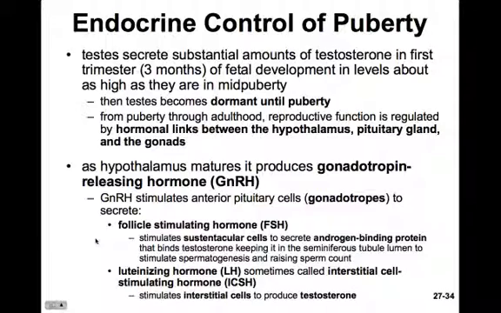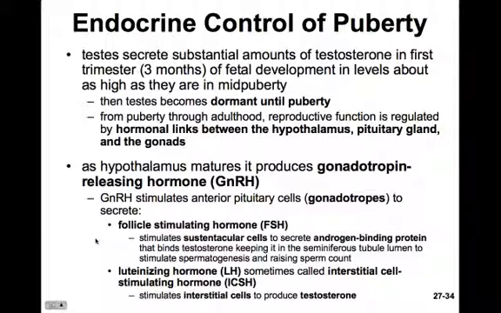So the whole event of puberty is controlled by the endocrine system. The testes have two major bursts of testosterone secretion. First of all, one during fetal development, which is where we see the sexual differentiation that we covered earlier. And then the testes become dormant, with very, very low levels of testosterone secretion until puberty. During mid-puberty, the levels are as high as they were at about 3 months of fetal development.